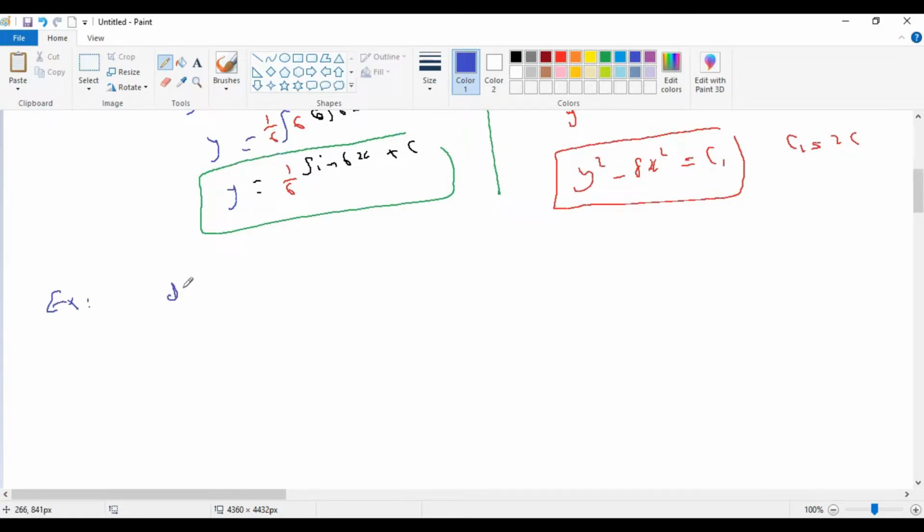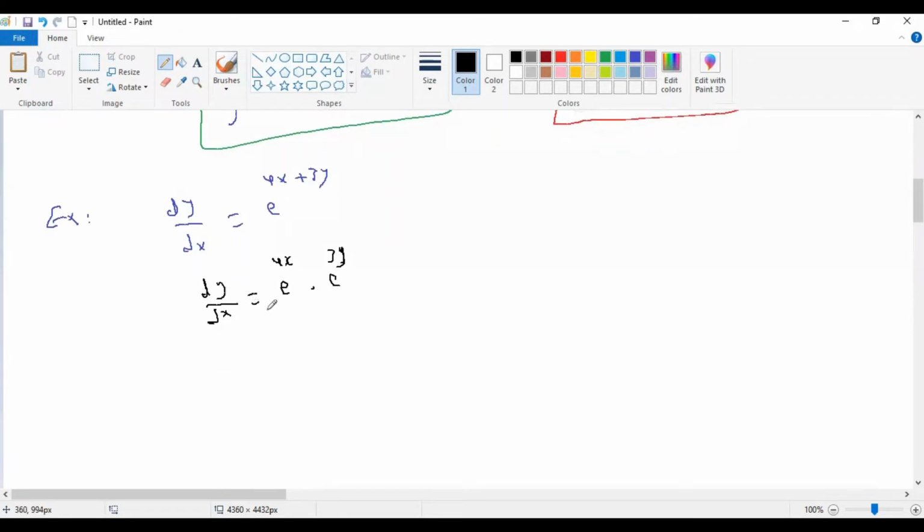Okay. Another example. Let's say I have dy/dx equal to e to the power 4x plus 3y. How to simplify this one? See, students, I can write dy/dx equal to e to the power 4x times e to the power 3y, because when multiplying we add the exponents. And I can separate the variables. I can now say dy over e to the 3y equal to e to the 4x dx.